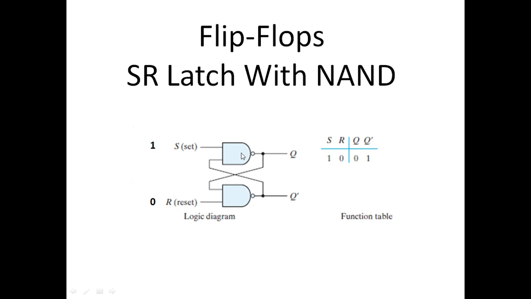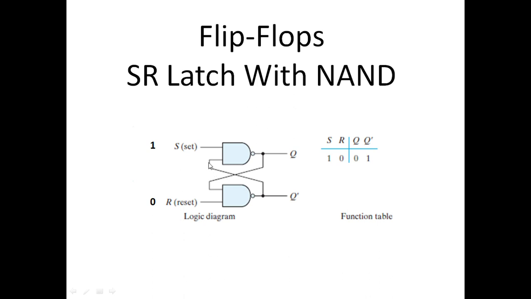This 1 comes here, but we cannot predict the output here. But here, when 0 comes here, we can say that the output is 1 because one of the inputs is 0. The AND part of the NAND gate will give 0 and the inverter will make it 1. So we got 1 here, Q prime is 1.